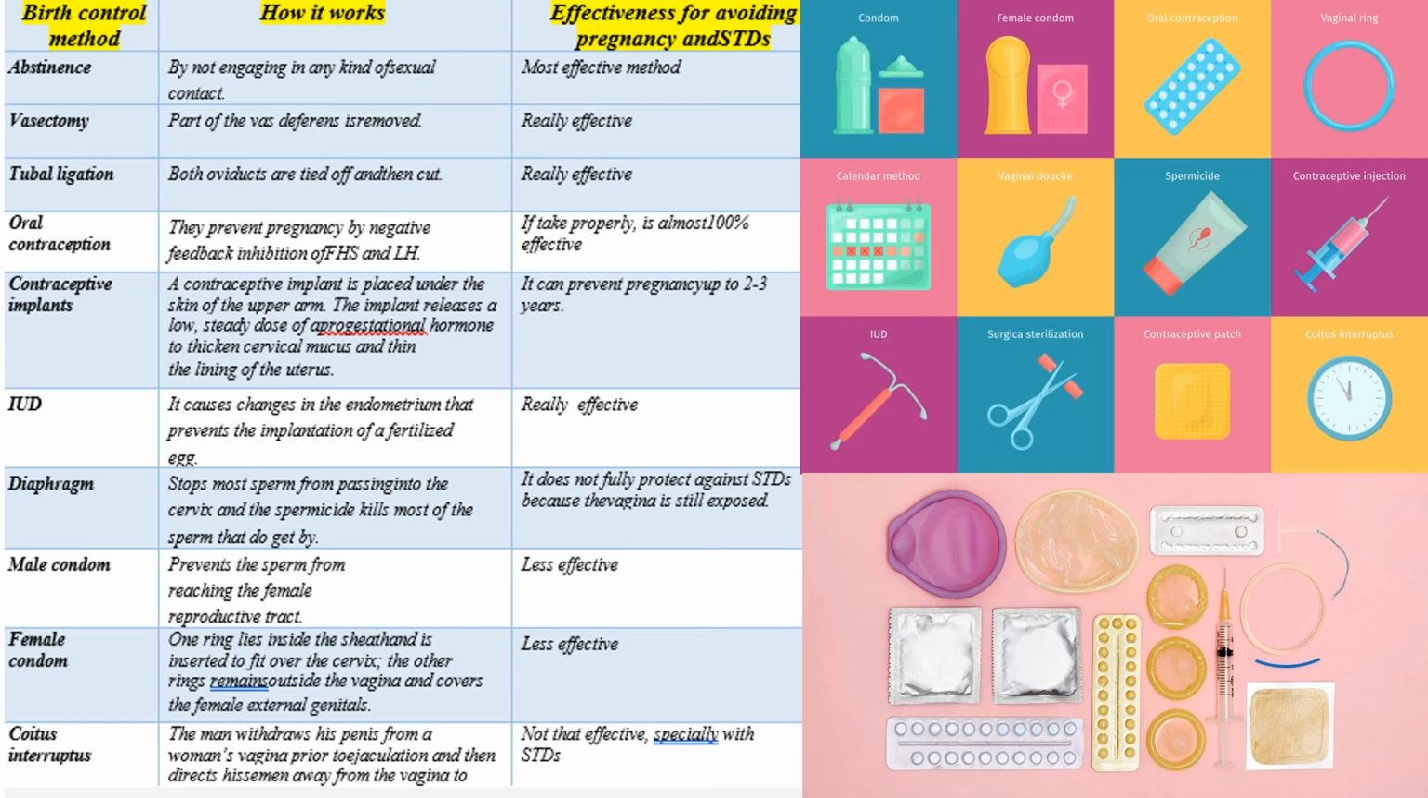Then we have the female condom. This is as well less effective. It is not as common as the male condom, but it is a good one as well. One ring lies inside the vagina, inserted to fit over the cervix. The other ring remains outside the vagina and covers the female external genitals.